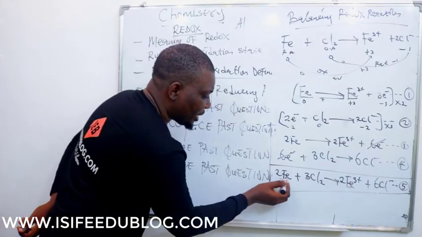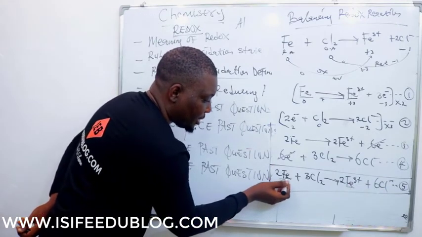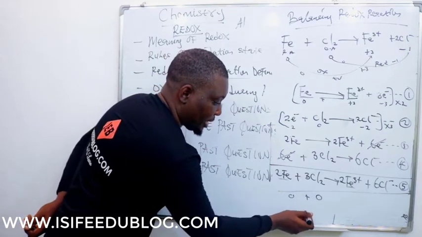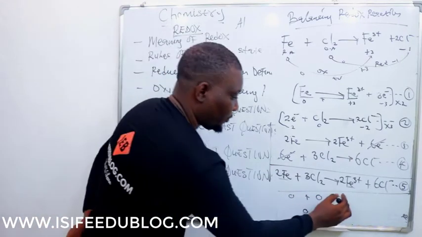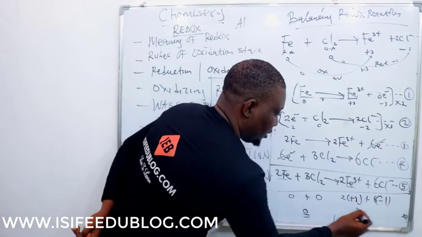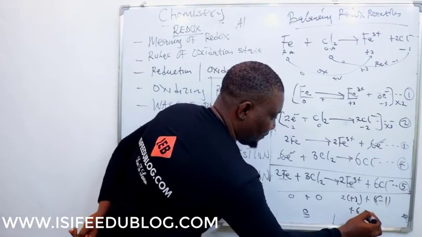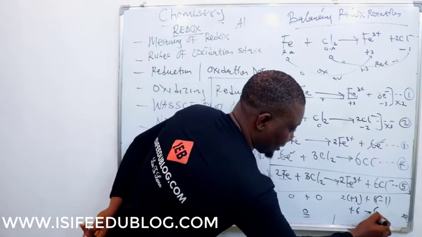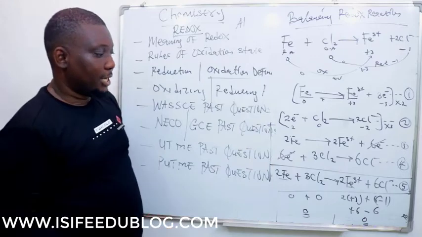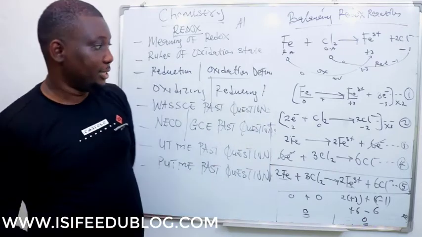So the total net charge here is 0. Fe is 0, so 0 times 2 is 0. So here is 0 plus 0. Total net charge is 0. Here we have 2 times plus 3 plus 6 times minus 1. So we have this as plus 6, and this as minus 6. So plus 6 minus 6 here is what? 0. So both sides are atomically and ionically balanced.